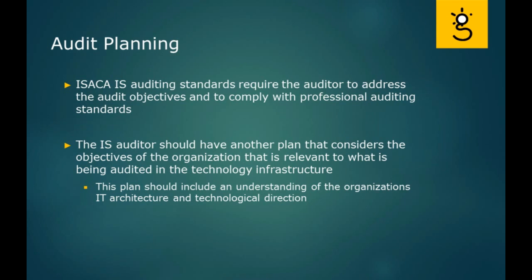Now, the auditor should have a plan that considers the objectives of the organization and how those are relevant to what's being audited in the technology infrastructure. That plan should include an understanding of the organization's IT architecture and their technological direction. Again, going back to looking at the future, what ideas do they have about where they see their business in a year, in a couple of years, and which direction are they going. That's part of the information gathering, and we use that information as a foundation for the actual audit planning.